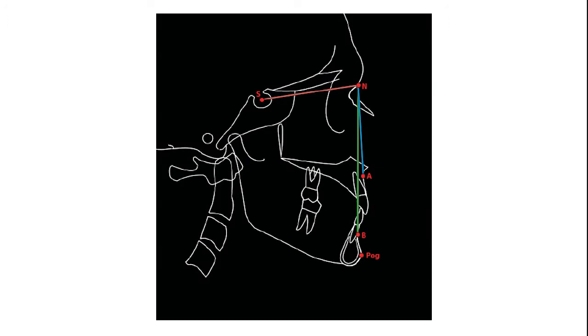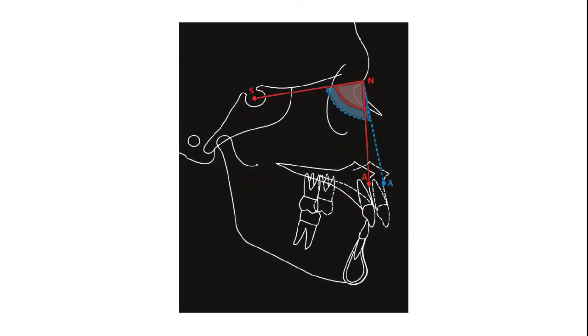Moving on to the next section, the relationship of maxilla, mandible, and the chin to the cranial base. The angles SNA and SNB were originally described by the orthodontist Richard Riedel and form a part of the Steiner cephalometric analysis introduced by the orthodontist Cecil Steiner. The SNA angle relates the sagittal position of the maxillary apical base, A point, to the anterior cranial base SN. The SNA angle provides an indication of the sagittal position of the maxilla relative to the anterior cranial base. The average value of the SNA angle in Caucasian adults is 82 degrees plus or minus 3 degrees.